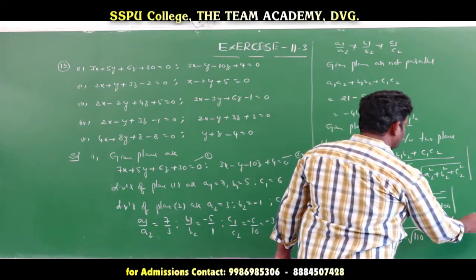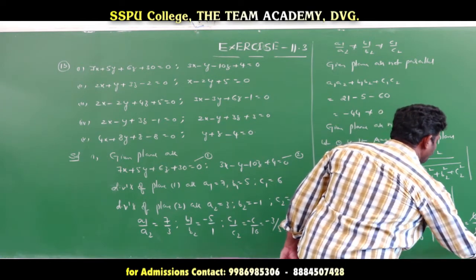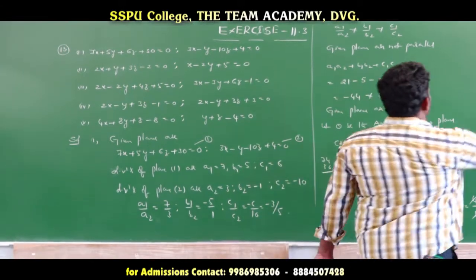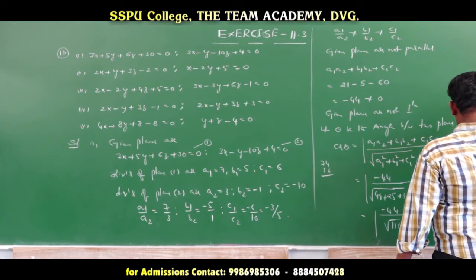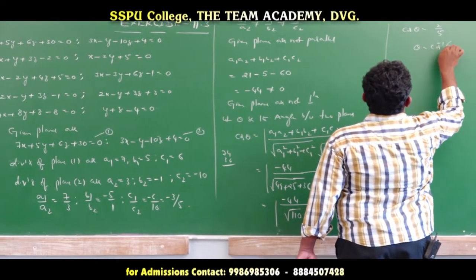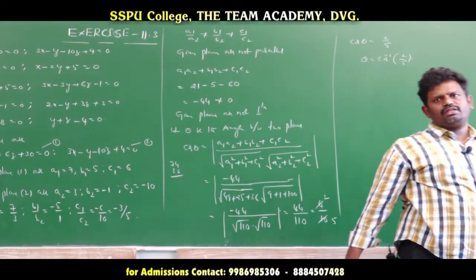Again, which table? 2s are, next 5s are. 22 2s are 22. So finally cos theta is equal to 2 by 5, and theta is equal to cos inverse of 2 by 5. So that is the condition.